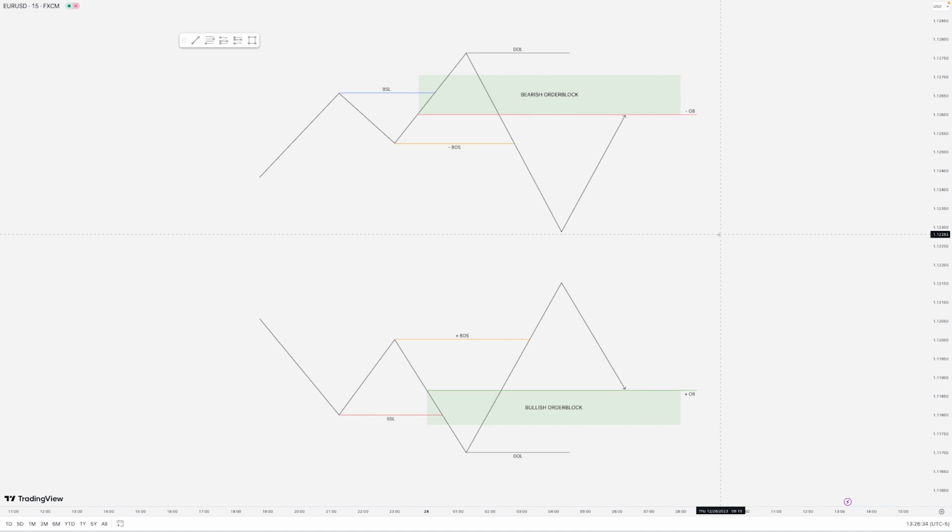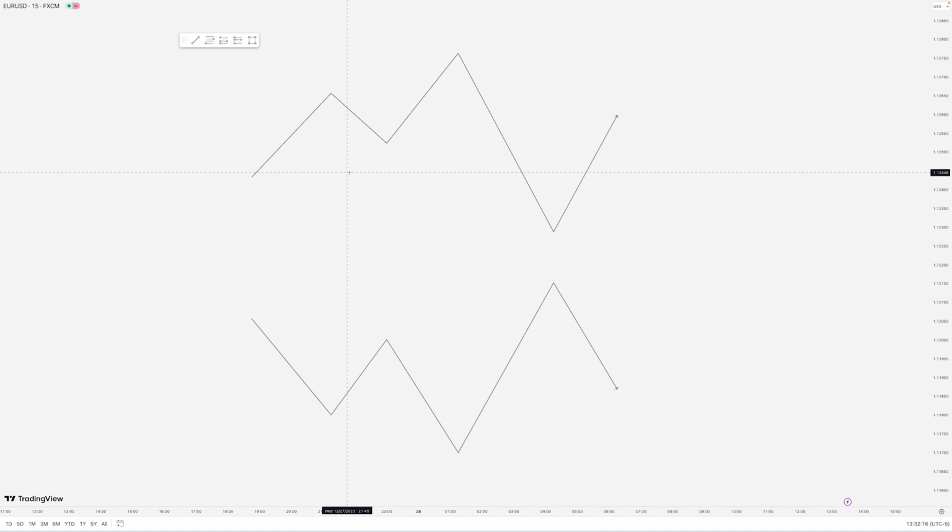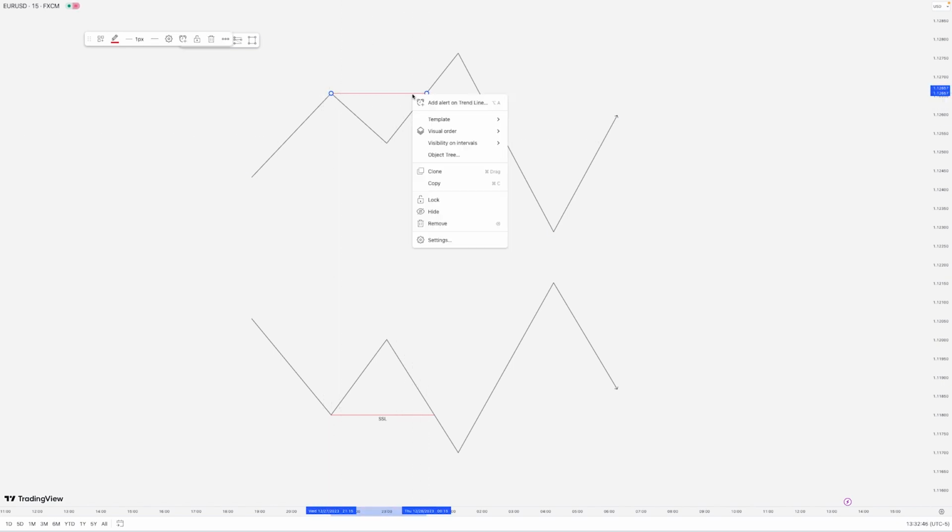So the first thing we'll cover is what creates them. So let's use our bullish and bearish diagrams for example. What you want to look for and what creates an order block is a draw on liquidity. In a bullish example, it would be the sweep of a low, and in a bearish example, it would be the sweep of a high.